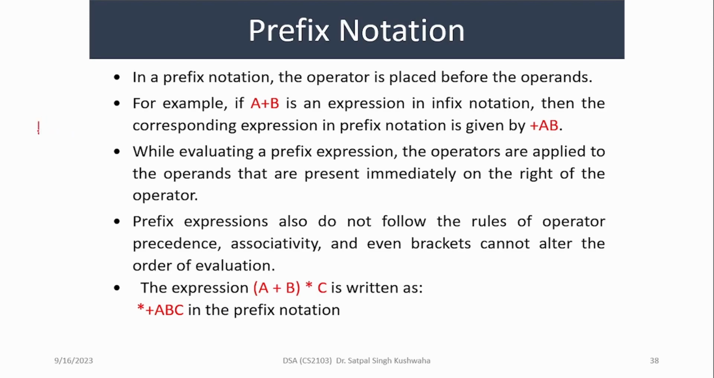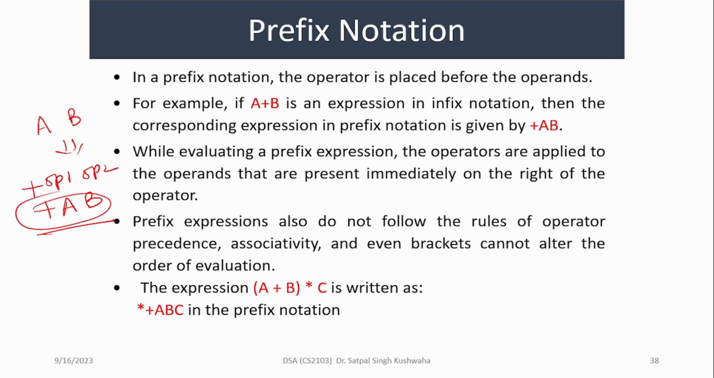Suppose I have two operands A and B and I want to perform an operation. What is the sequence here? I will write operand 1, operand 2, and I will place the operator. Suppose the operator is plus. So here we have operand A, the second operand B, and I will just place the operator first. Okay, so this is known as the prefix notation.